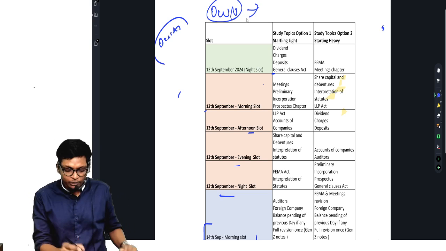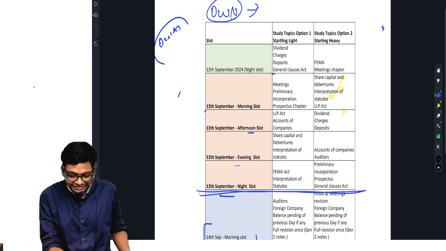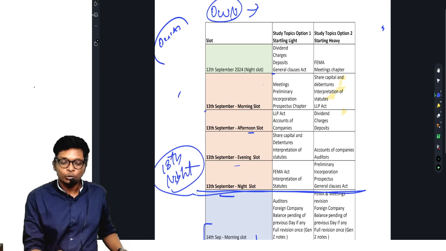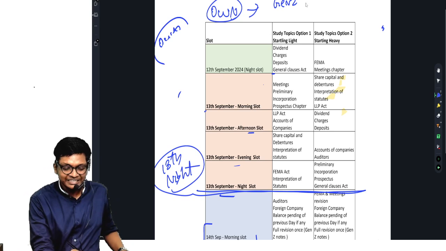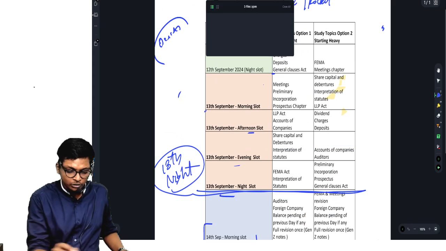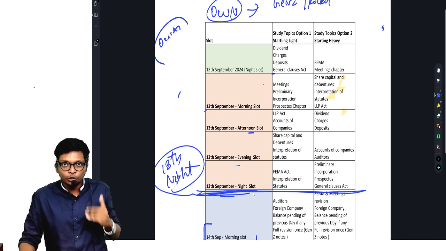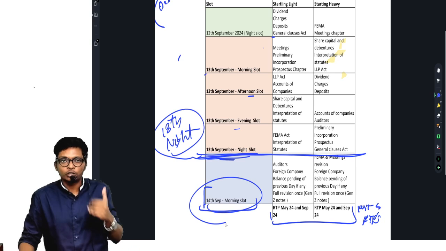Now coming specifically to our own students who have studied law with me, you will be able to finish studying by 13th night itself. I can guarantee you that by 13th night you can finish studying. How, sir? If you have your Gen Z notes and rocket notes or summary notes with you, by 13th night you can finish, and on 14th you can do a revision.